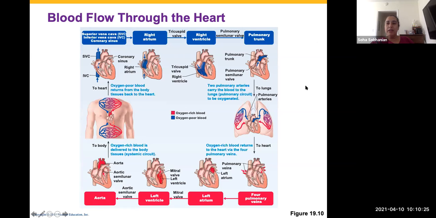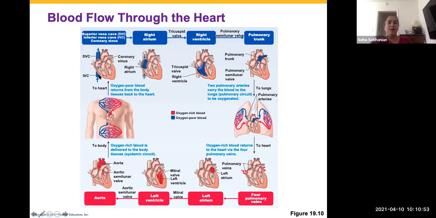Here is another really cool picture for you guys to use in terms of the circulation of blood through the heart, blood vessels, and the valves. This is a typical exam question, guys. Again, show me or write down the path for the blood through the heart and include your blood vessels, your valves, and your chambers.